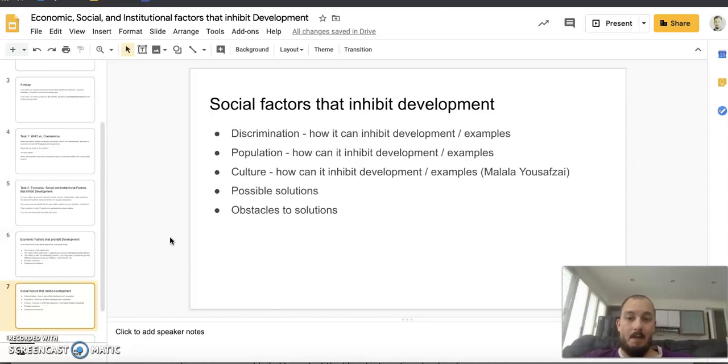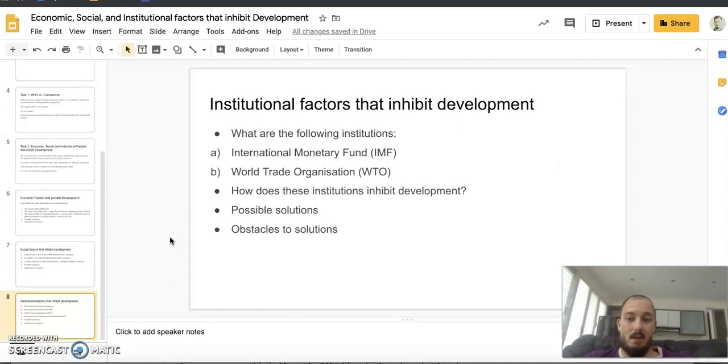For social factors, we're looking at 3 main categories: discrimination, population, and culture. We need examples of how they can inhibit development, and we need some analysis. For the examples for culture, you need to look at Malala Yousafzai, a quite famous case that I'm sure you've heard of. Again, possible solutions and obstacles to solutions.